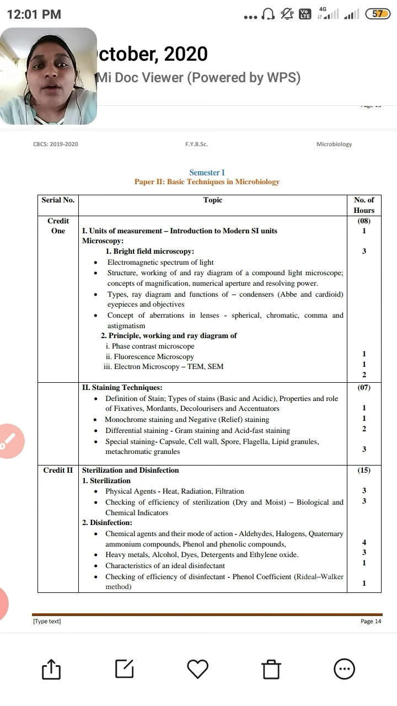So this is all about the basic techniques in microbiology. We are going to study in detail point by point. So I will take this. Thank you.